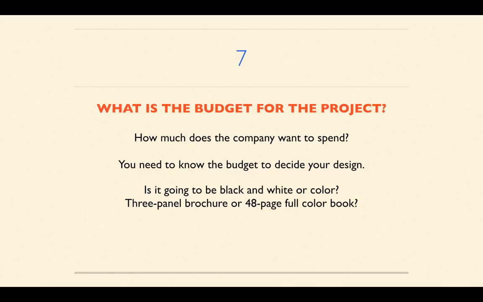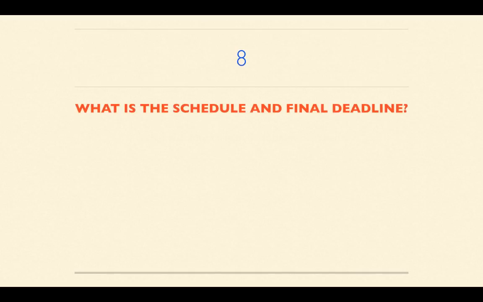Is it going to be black and white or color? A 3-panel brochure, a 48-page full color book. Knowing the scope of the project is just essential, and the budget, so that you know whether or not you can afford to do something, or you certainly want to put in the time. I mentioned that before too. What is the schedule and the final deadline? What absolute targets must be met? When?